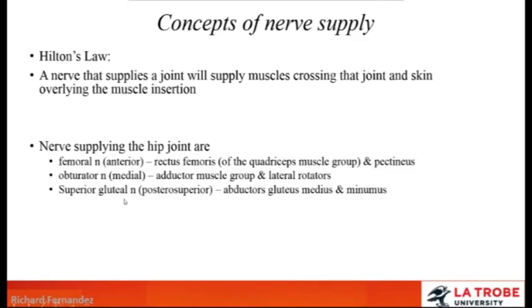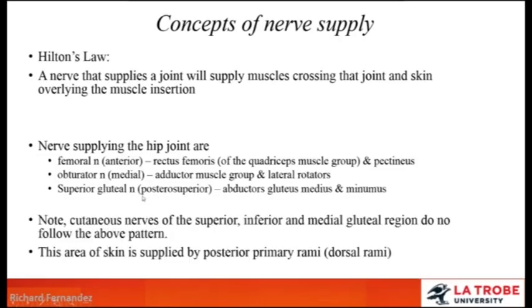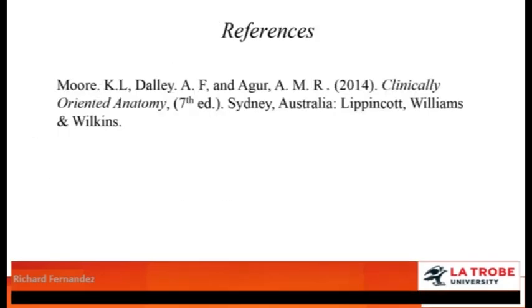Finally, the superior part of the hip joint, or posterior-superior part to be exact, is supplied by the superior gluteal nerve. Now, although the superior gluteal nerve also supplies the abductors gluteus medius and minimus, it does not supply the cutaneous region superficial to these muscles. It's very important to note that the cutaneous nerves that supply the gluteal region are actually branches of posterior primary rami or dorsal rami. This concludes the first session, the overview of the gluteal region.